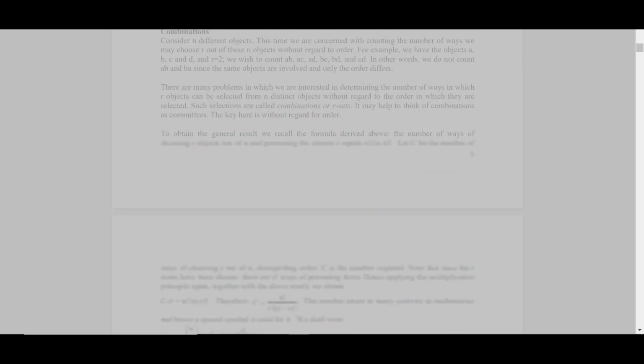6. Combinations. Consider n different objects. This time we are concerned with counting the number of ways we may choose r out of these n objects without regard to order. For example, we have the objects A, B, C and D, and r equals 2, we wish to count AB, AC, AD, BC, BD, and CD. In other words, we do not count AB and BA since the same objects are involved and only the order differs. There are many problems in which we are interested in determining the number of ways in which r objects can be selected from n distinct objects without regard to the order in which they are selected. Such selections are called combinations or r-sets.